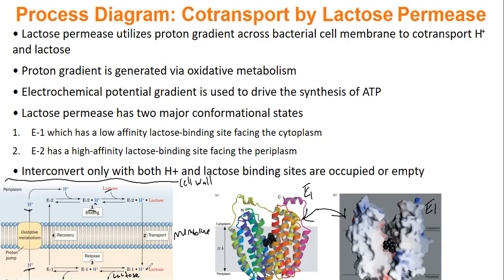Well, lactose doesn't want to bind to the E1 form of the enzyme at all. And so it has really low affinity. So it just kind of pops right off. Once lactose pops off, our hydrogen pops off as well. And so we're left in E1.